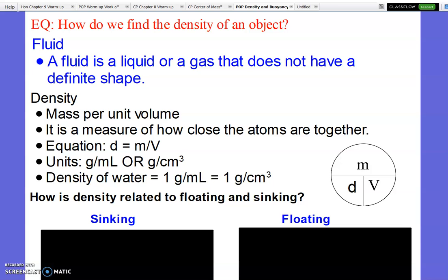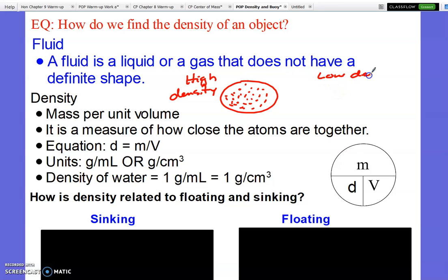We're going to look at density first. And so our question for this is, how do we find the density of an object? Density is mass per unit volume. It is more conceptually a measurement of how close the atoms are together in a substance. So if I have something with a high density, that means that the particles are really close together. This would be something like gold or silver or platinum, something with a really high density. A low density, the particles are going to be spaced really far apart. This would be something like perhaps styrofoam, where the particles are really far apart from each other.